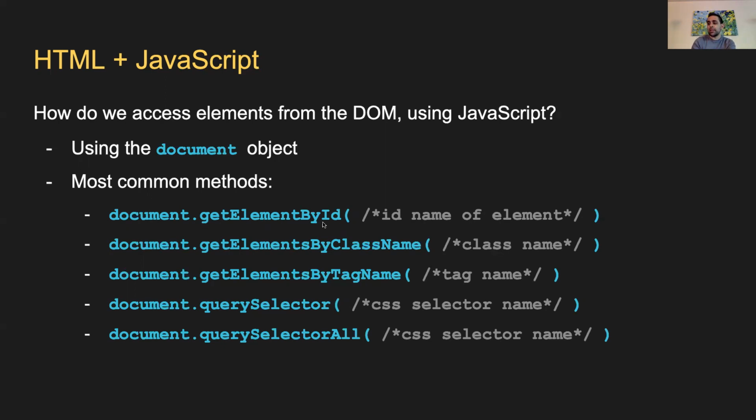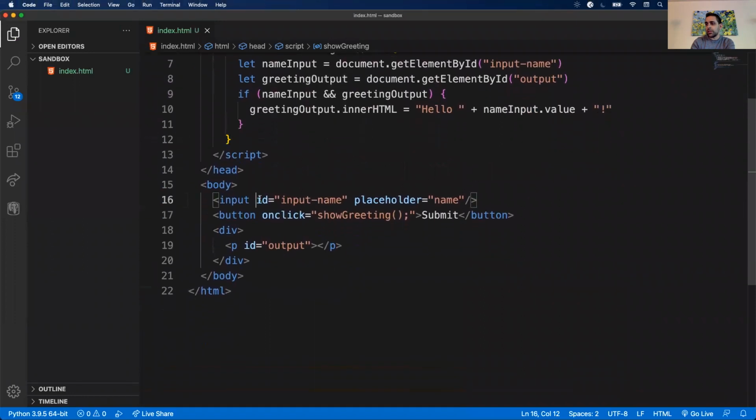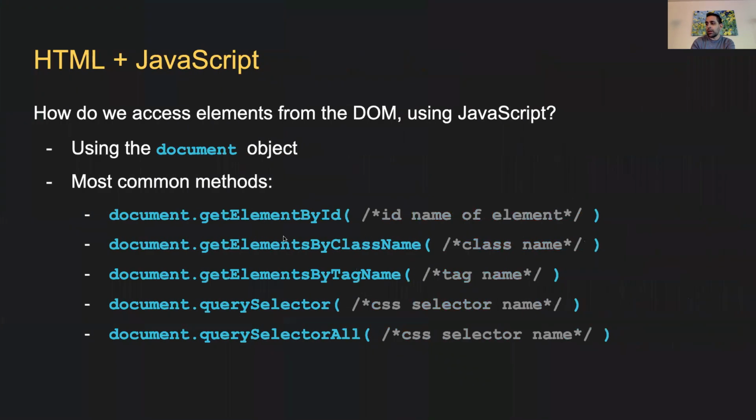So get element by ID will take in an ID name of an element that you have in your HTML document. So if we peeked at what we had here, I have an ID of input name, for example. I would just provide input name into my get element by ID, and that'll allow me to access that element. I'll get an object representation of that element from my HTML document. So let's make sure we understand the terminology here. It's an object representation. It's a model of the actual HTML element in your document.